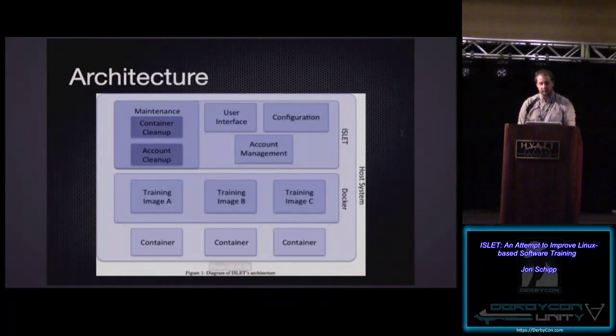The architecture looks kind of like this. You have the host system, which is the largest block. In between you have the ISLET block, which handles the user interface, the account management, and the configuration, as well as some cleanup. When a conference event is over, you want the user accounts and information automatically cleaned up, and their containers gone. Then you have the Docker component, which ISLET makes calls to. Docker pretty much does all the work, so ISLET is essentially a front end for it.